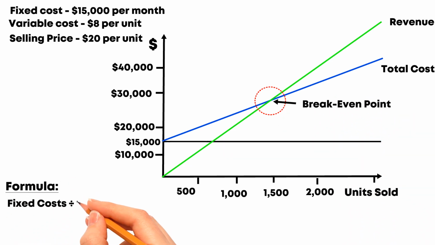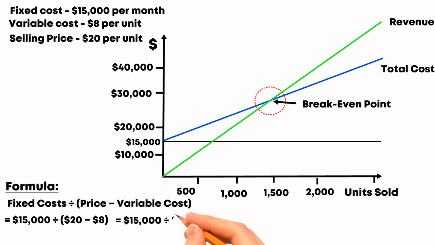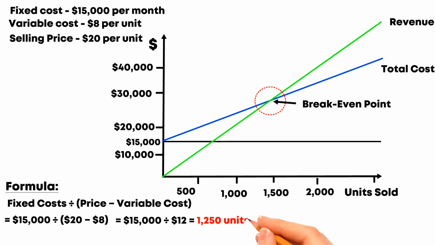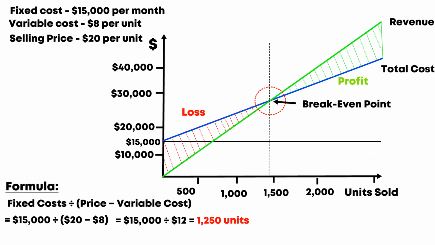The formula is simple. Fixed costs divided by price minus variable cost equals $15,000 divided by $20 minus $8 equals $15,000 divided by $12 equals 1,250 units. Sell fewer than 1,250, you're in the red zone, a loss. Sell more, you're in the green zone, profit.